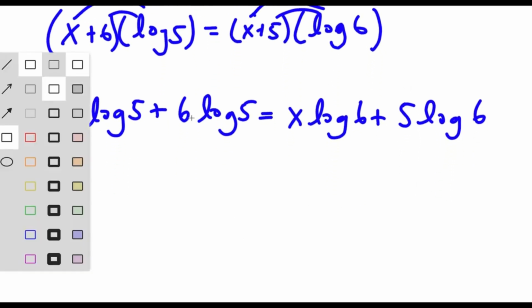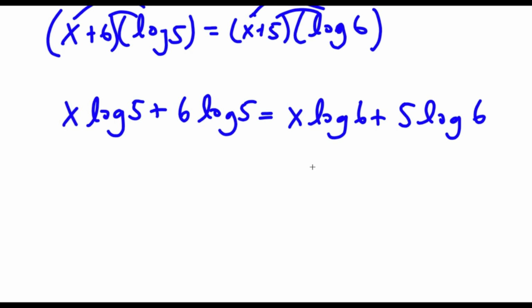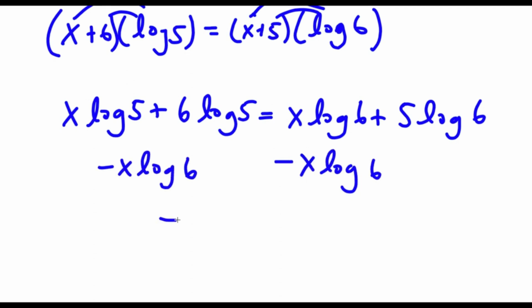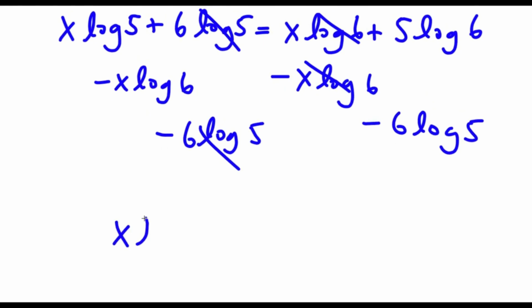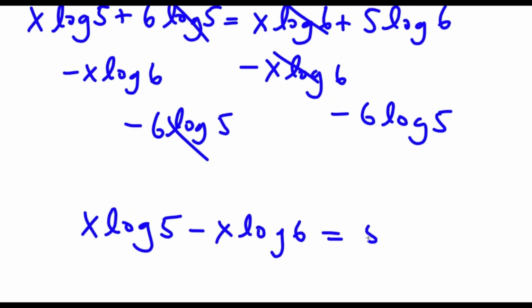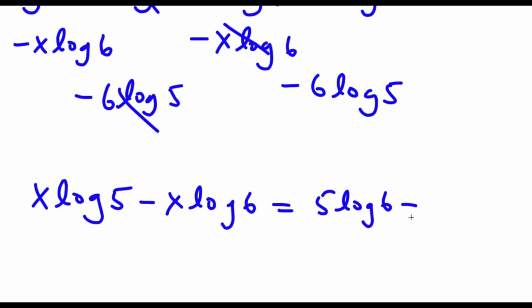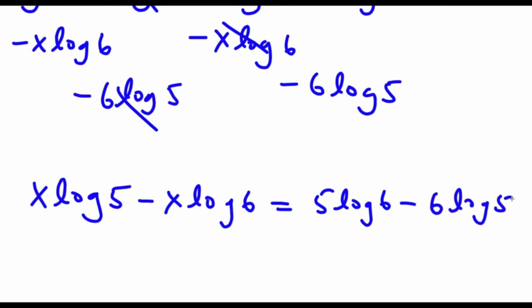So now I'm going to move all the terms with x on one side. To do that, I'm going to subtract x times log 6 on both sides. And then I'm going to subtract 6 times log 5 on both sides. So now, on this side, these two cancel out. On this side, these two cancel out. So I'll be left with x times log 5 minus x times log 6 is equal to 5 times log 6 minus 6 times log 5.